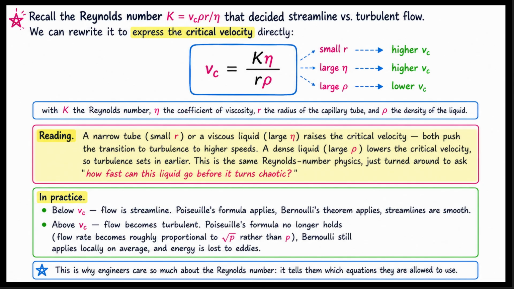In practice, below v_c the flow is streamlined, Poiseuille's formula applies, Bernoulli's theorem applies, and streamlines are smooth. Above v_c the flow becomes turbulent, Poiseuille's formula no longer holds, Bernoulli still applies locally on average, and energy is lost to eddies. This is why engineers care so much about the Reynolds number. It tells them which equations they are allowed to use.